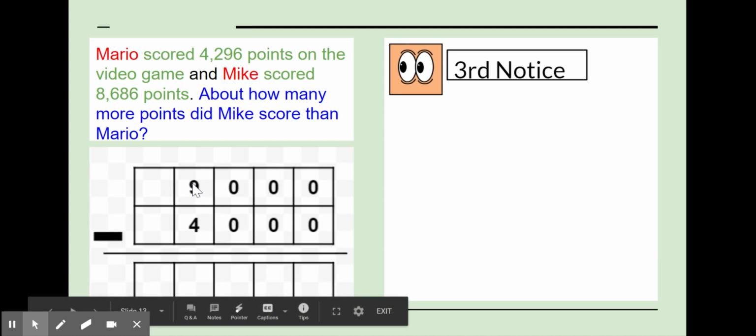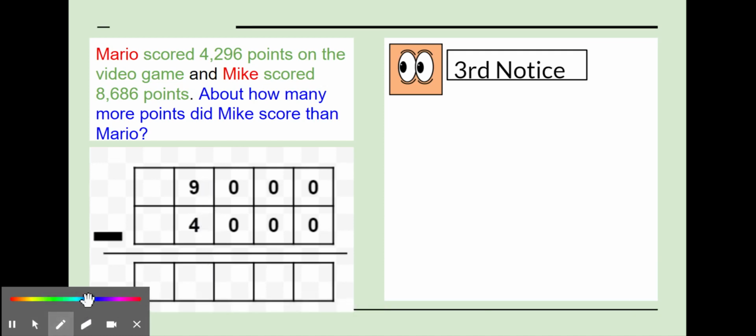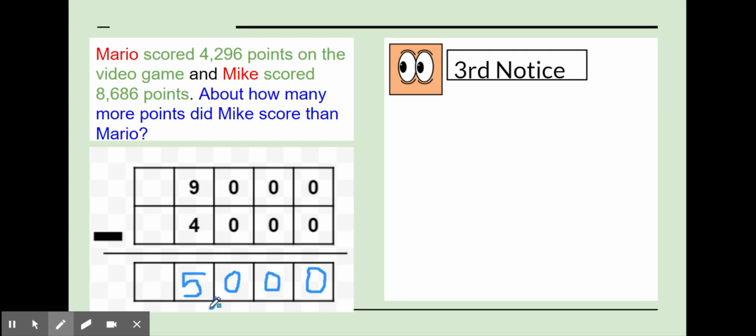All we need to do is subtract 4 from 9, which is 5. And 0 take away 0 is just 0. That was really quick. So the difference between the two scores is about 5,000 points.